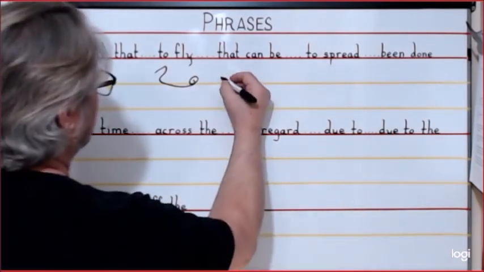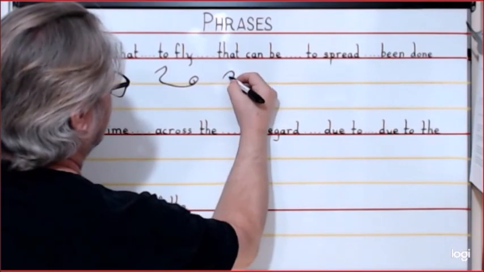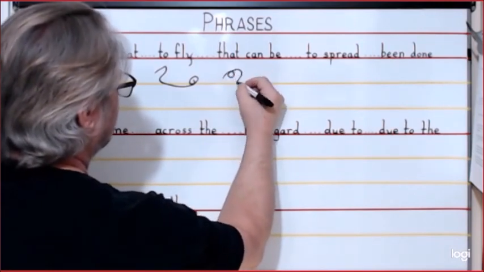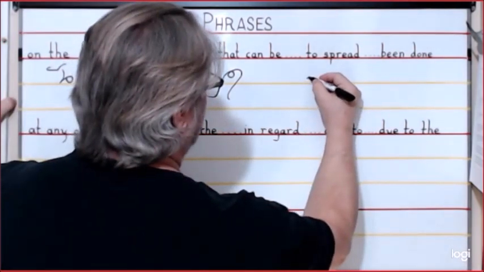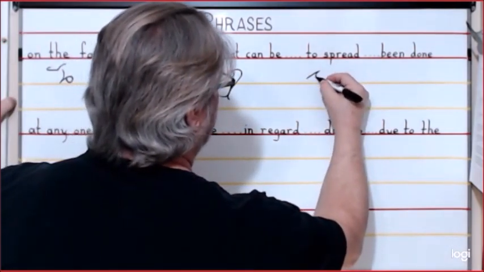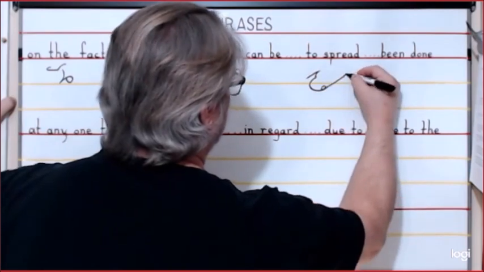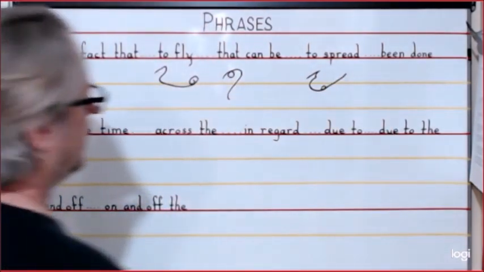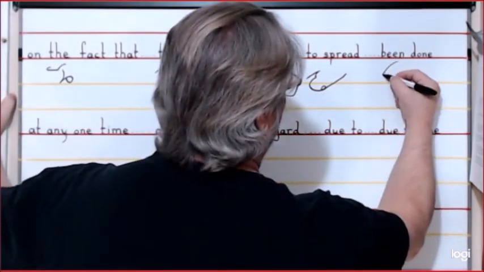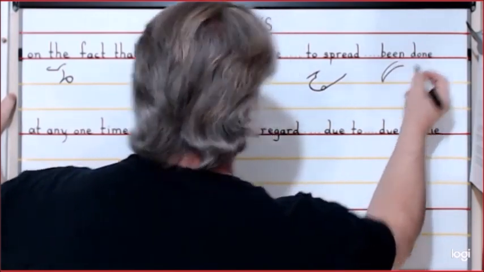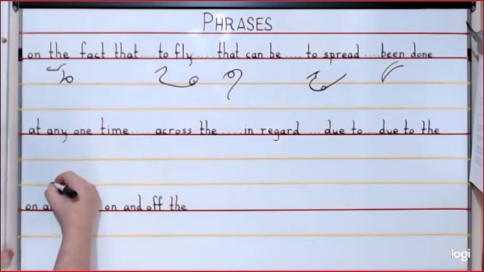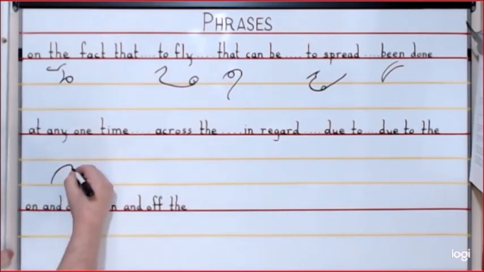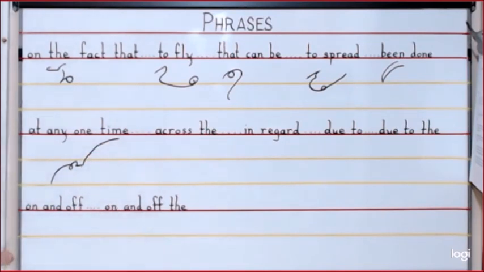That can be, it's going to be a T-H-A for that, the K for can, blend in the B. To spread, we'll write just the T for two, then S-P-R-E-D. Then done is a B, and then a D-E-N stroke for done. At any one time will be the D-E-N stroke, an E, the U, N, and then a TEM stroke.